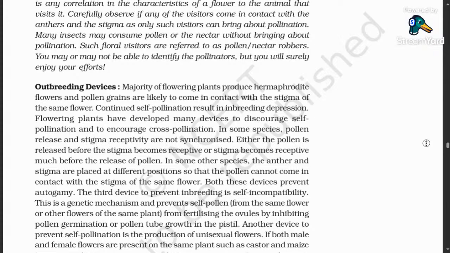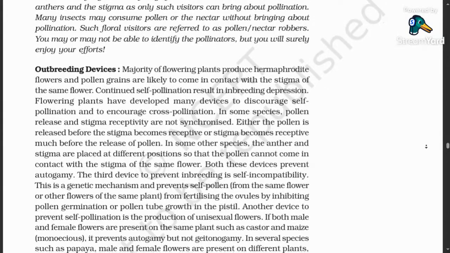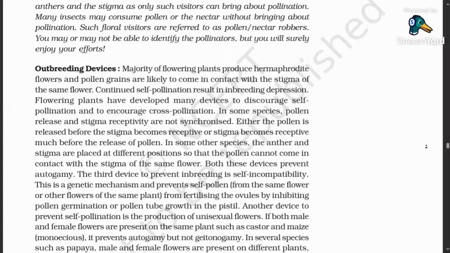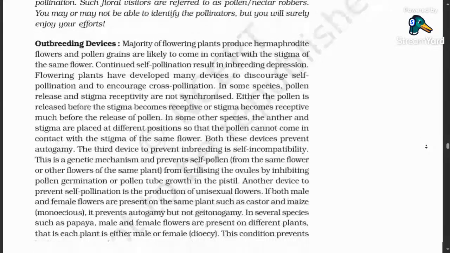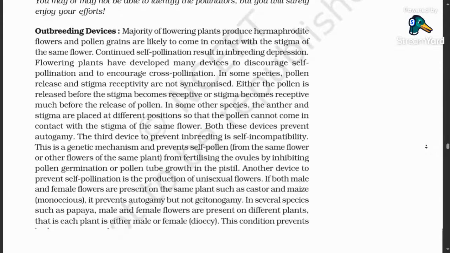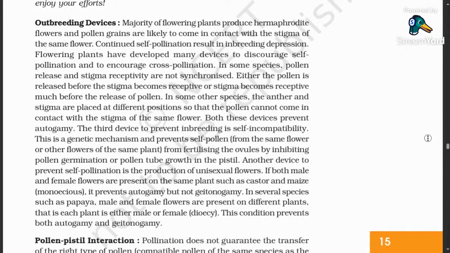Outbreeding devices. The majority of flowering plants produce hermaphrodite flowers, and pollen grains are likely to come in contact with the stigma of the same flower. Continued self-pollination results in inbreeding depression. Flowering plants have developed many devices to discourage self-pollination and encourage cross-pollination. In some species, pollen release and stigma receptivity are not synchronized. Either the pollen is released before the stigma becomes receptive, or the stigma becomes receptive much before the release of pollen.